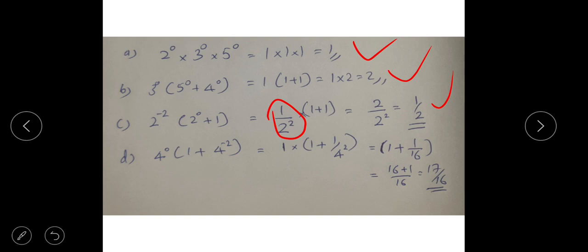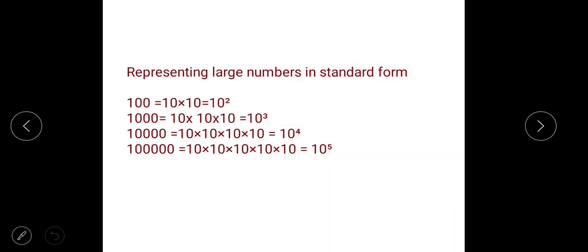Last question is also the same type. 4 raised to 0, 1. 1 into 1 plus 4 raised to minus 2 means 1 by 4 square. Here 1 has cancelled. 1 plus 1 by 16 comes. Then after cross multiplication, 17 by 16 is the answer. Look at the next point of this chapter.